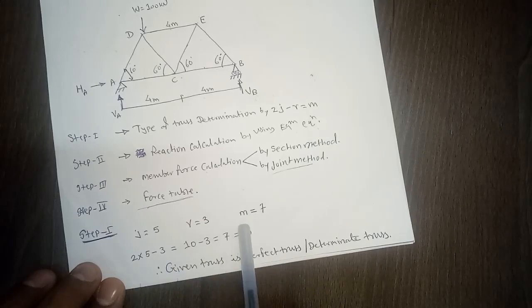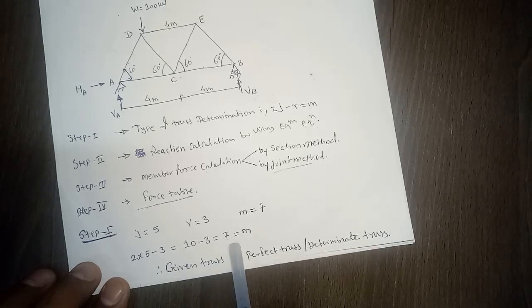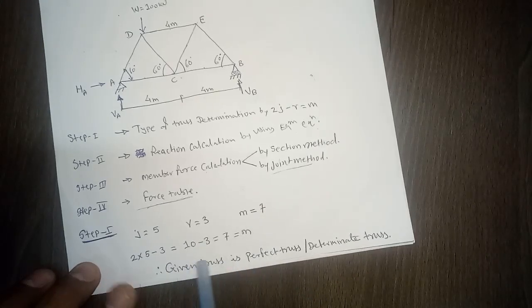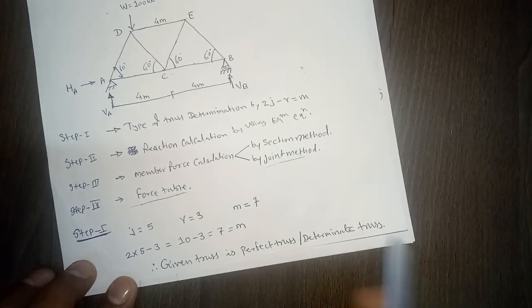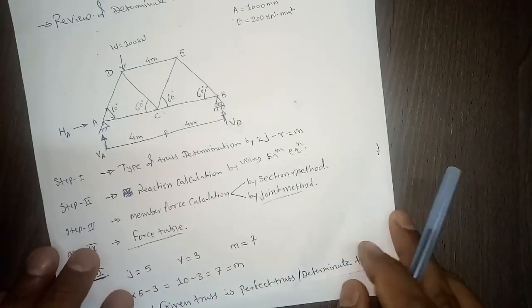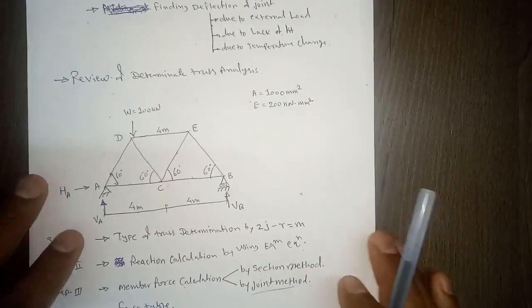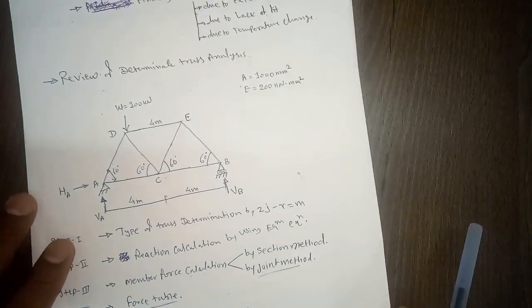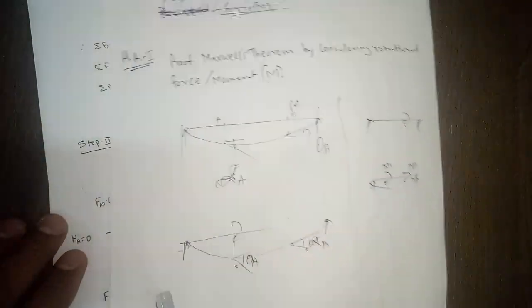Now if you use this 2j minus r, that is 2 into j, 5, minus 3, so 10 minus 3, 7, which is equal to m. Hence the given truss is a perfect truss or determinate truss, right? So we can solve this truss using equilibrium conditions. So you should not worry about indeterminate structures, since you do not have that in this semester, right?